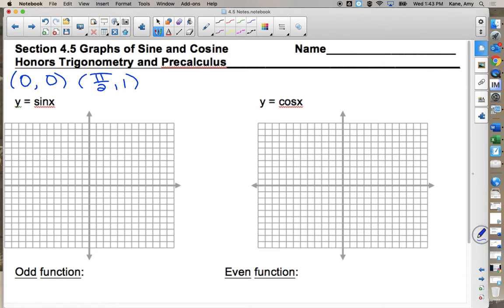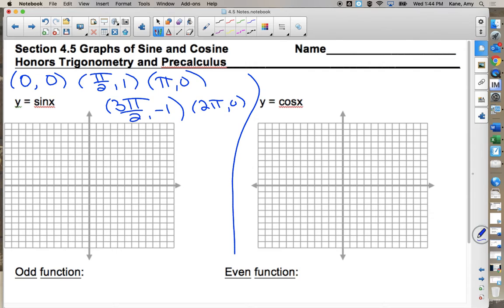Ellie, what's the third point? Yeah, pi, 0. Because now we're over here in the unit circle. Sine is back at 0. Sine is the y. How about a fourth point? Ellie? 3 pi over 2. So close. Negative 1, yeah. Again, now thinking down at the bottom of the unit circle, the sine is negative 1. And then all the way back at 2 pi, and we're at 0. So those are the 5 key points. That's all you have to do.